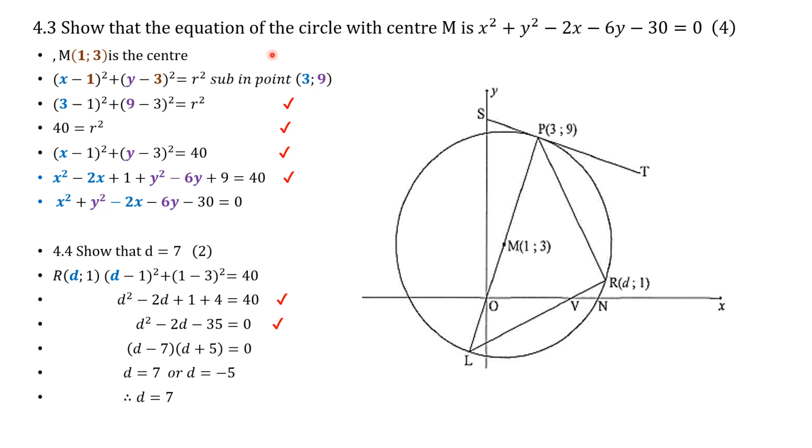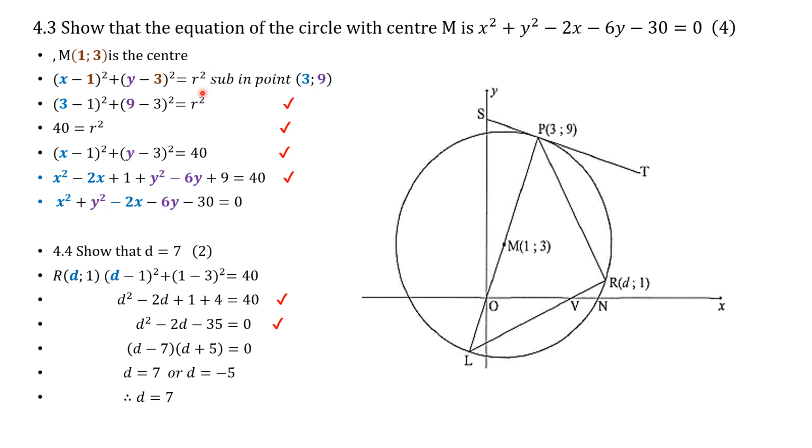4.3, show that the equation of the circle with center M is x squared plus y squared minus 2x minus 6y minus 30 equals 0, for 4 marks. So we know that M (1, 3) is the center. We should remember the equation is (x minus a) squared plus (y minus b) squared equals r squared. Right, but my center there is 1 and 3, so positive 1 becomes negative 1, 3 becomes negative 3. Becomes (x minus 1) squared plus (y minus 3) squared equals r squared.